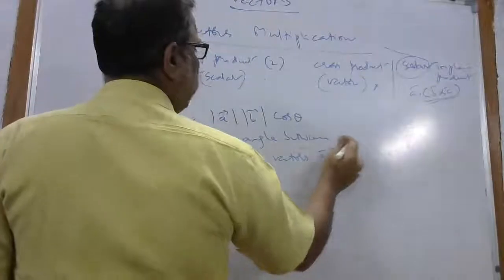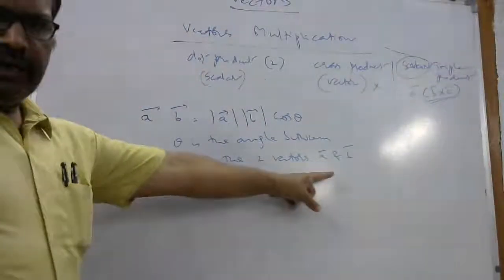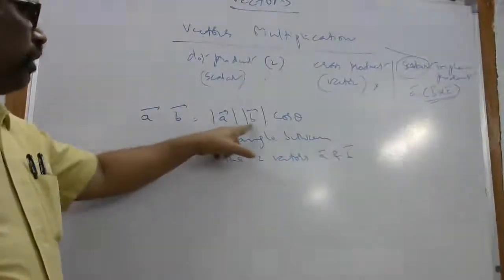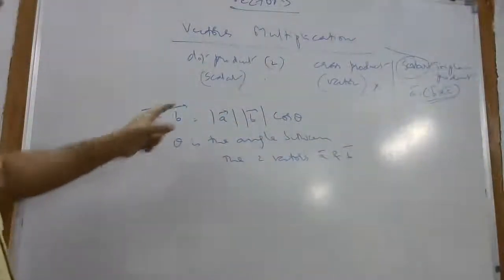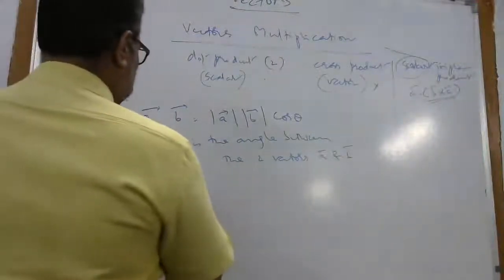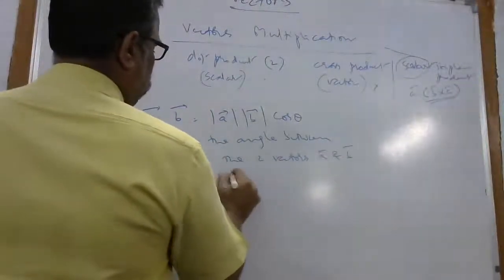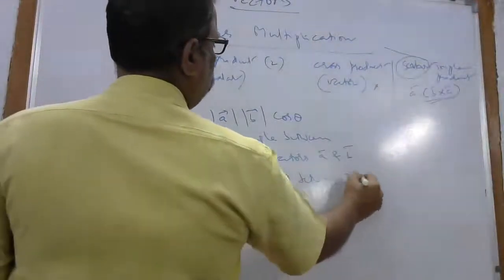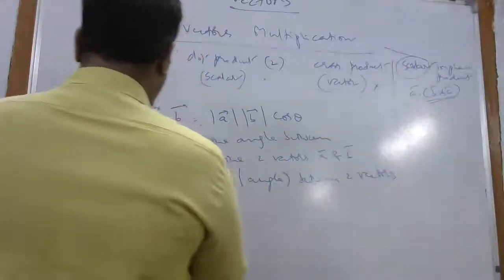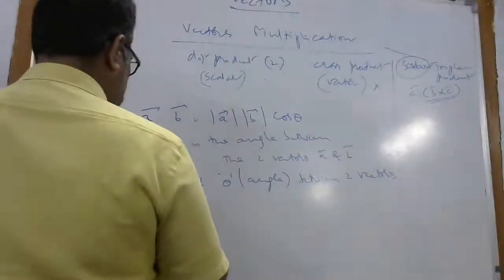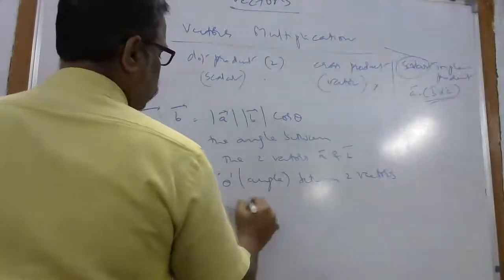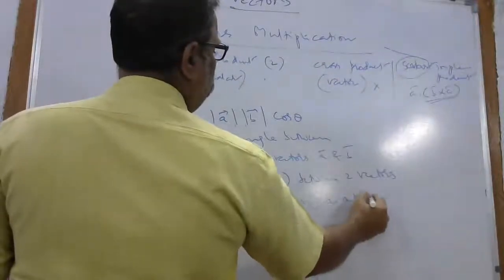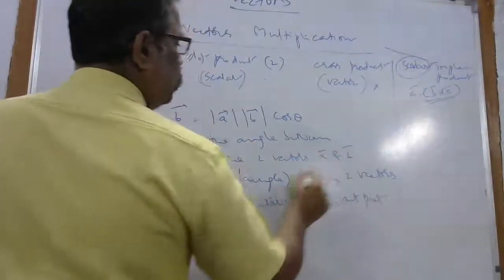But A bar means it is an arrow only. Monitor, it is an arrow. Writing a line like this is a shortcut only. Are you clear? Now A bar dot B bar is mod A bar mod B bar cos theta. Okay. Now when do we use the dot product? To find the angle theta between two vectors, we use the dot product. Also, when we want a scalar, a number as output, only magnitude, then we use the dot product.